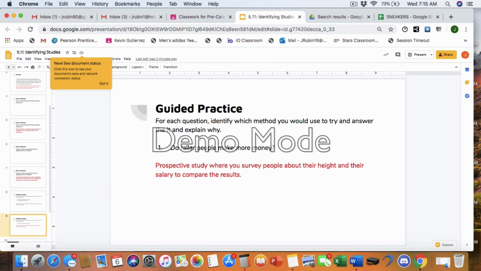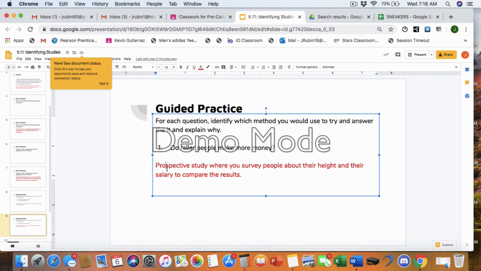Okay, so let's review these responses. So, do taller people make more money? It doesn't have to be prospective, it could have been retrospective. In fact, I'm going to change it to retrospective because what you want to do, regardless of which one you did, is survey people about their height, number one, and their salary. So you'd ask how tall are you and how much do you make in a month, or what's your paycheck, or how much did you make last year, that sort of question. But basically, you don't want to do anything to the environment. You just want to take the results and see if there's a correlation.